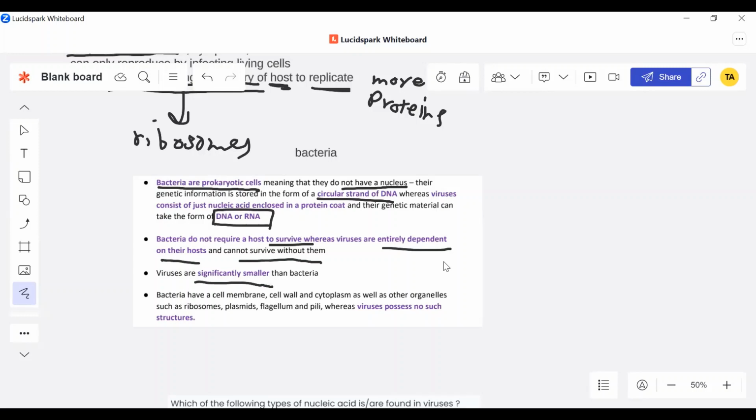Viruses are significantly smaller than bacteria because viruses do not have a lot of organelles. Bacteria have a cell membrane, cell wall, cytoplasm, as well as other organelles such as ribosomes, plasmids, flagellum, and pili, whereas viruses possess no such structures. So viruses will have no ribosomes, cell wall, or cytoplasm, but bacteria will have all of these. They will have cell membrane, cell wall, cytoplasm, ribosomes, and plasmids, and some bacteria will have flagellum and pili as well, right?